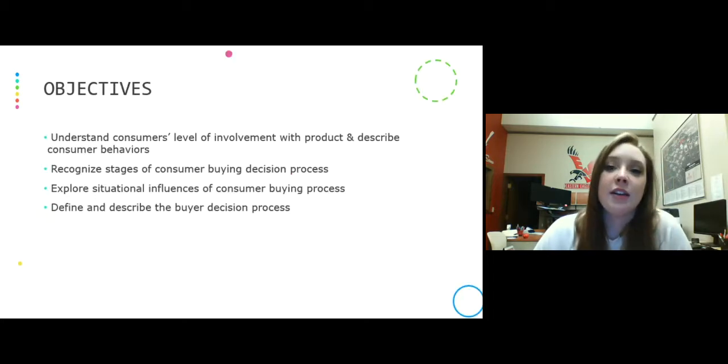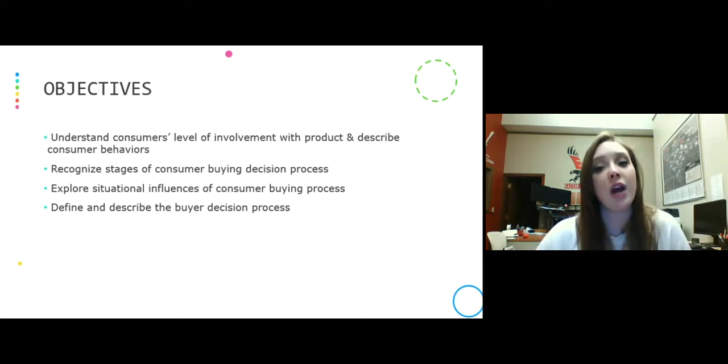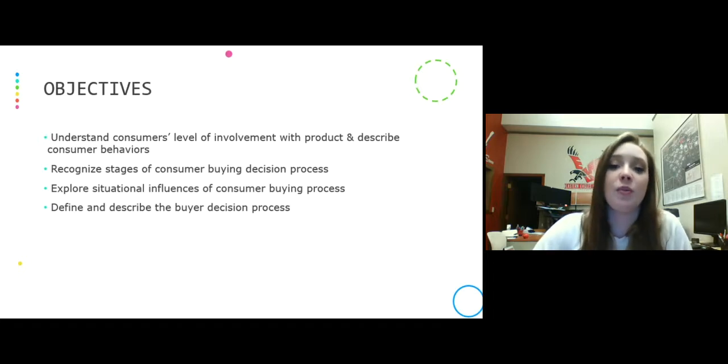So today's objectives, we are going to understand consumers' level of involvement with product and describe consumer behaviors, recognize stages of consumer buying decision process, explore situational influences of consumer buying process, and define the buyer decision process.